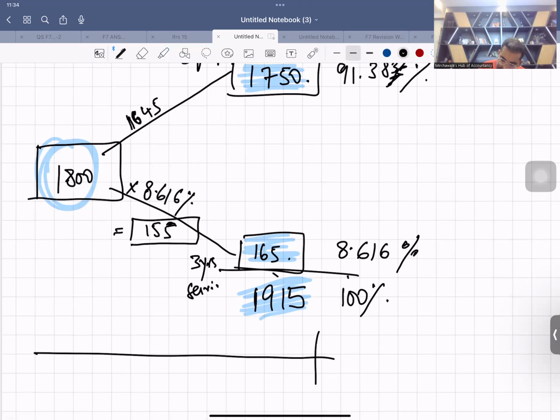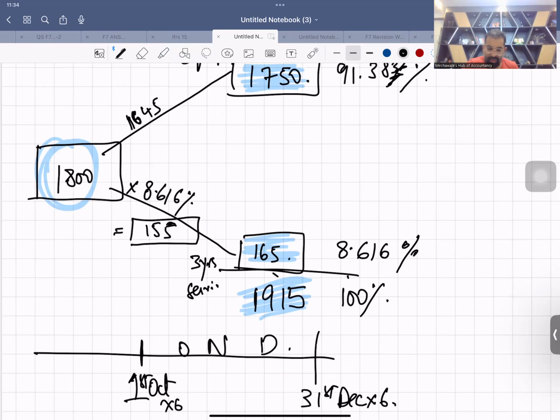Now your year end is 31st December X6, and you started this contract on 1st of October X6. So October, November, and December, you just gave how many months of service? In this accounting period, you just gave 3 months of service. Okay. So now 155 is the total amount for these services.